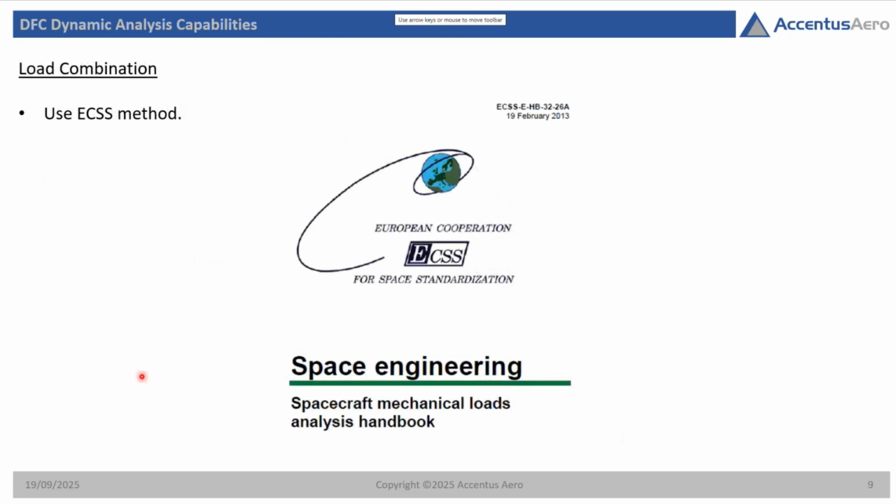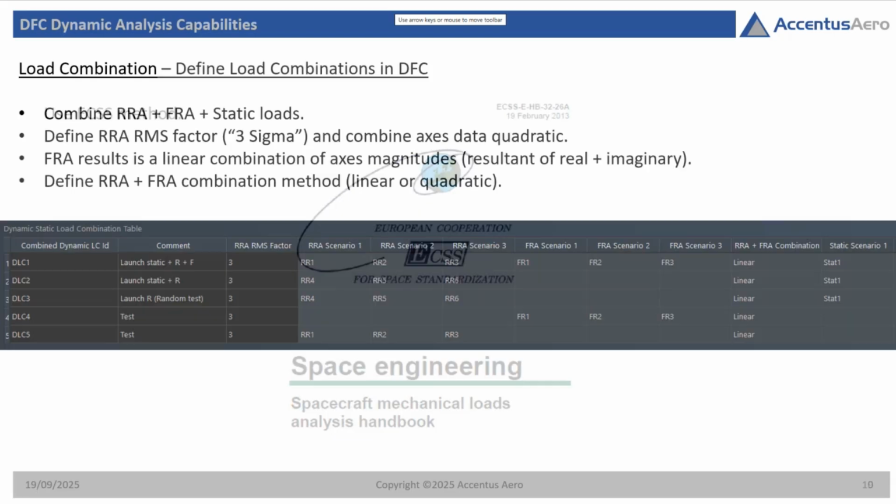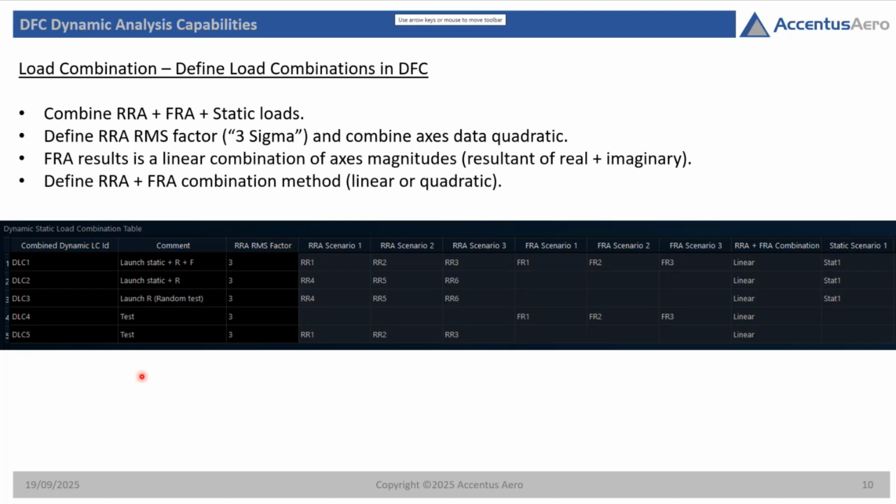Right, so in terms of load combinations, what we do here is use the European Cooperation for Space Standardization. They have a method on how to take all those loads and how to combine them. So that's the method that we employ. Again, there's a table inside DFC where you specify the combination factors. So we can combine random and frequency response and static loads into one result.